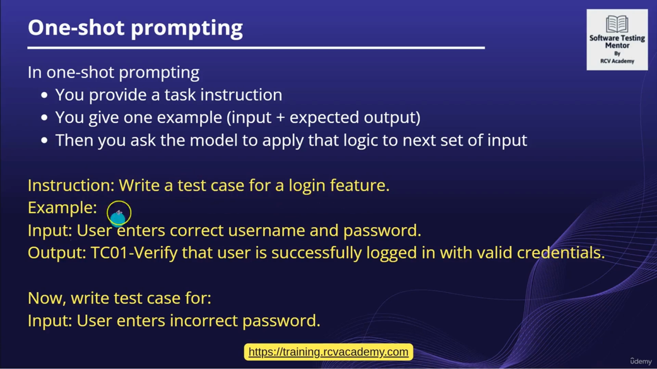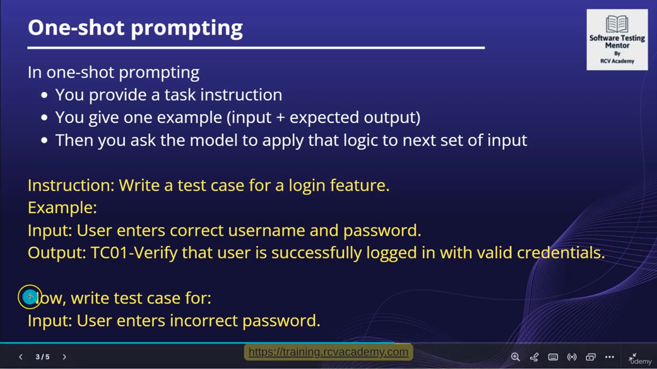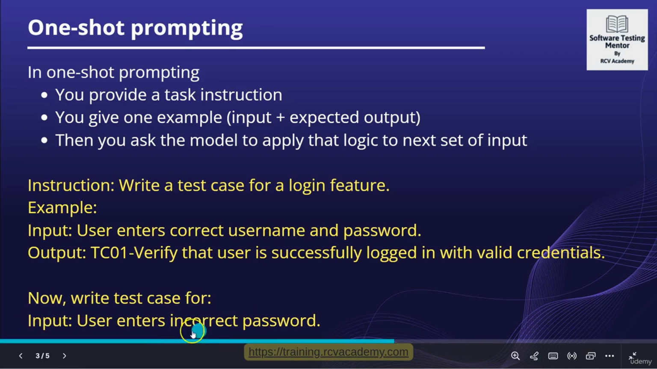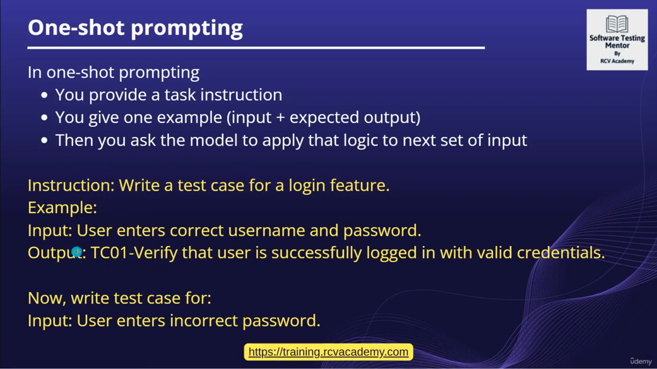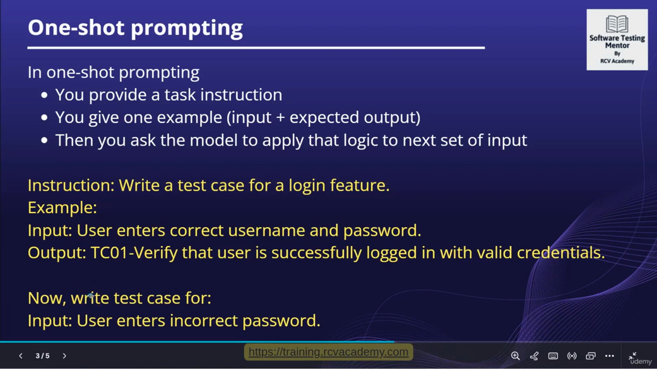Then you provide one example. So if there is one example in your prompt, that is one-shot prompting. In the example, I have clearly mentioned input, user enters correct username and password. Output should be something like TC01 - verify that user is successfully logged in with valid credentials. Then I'm asking the LLM, now write test cases for input, user enters incorrect password. So this thing in yellow is the whole prompt of one-shot prompting, wherein we have the instruction, we have the example, and then asking the next question.